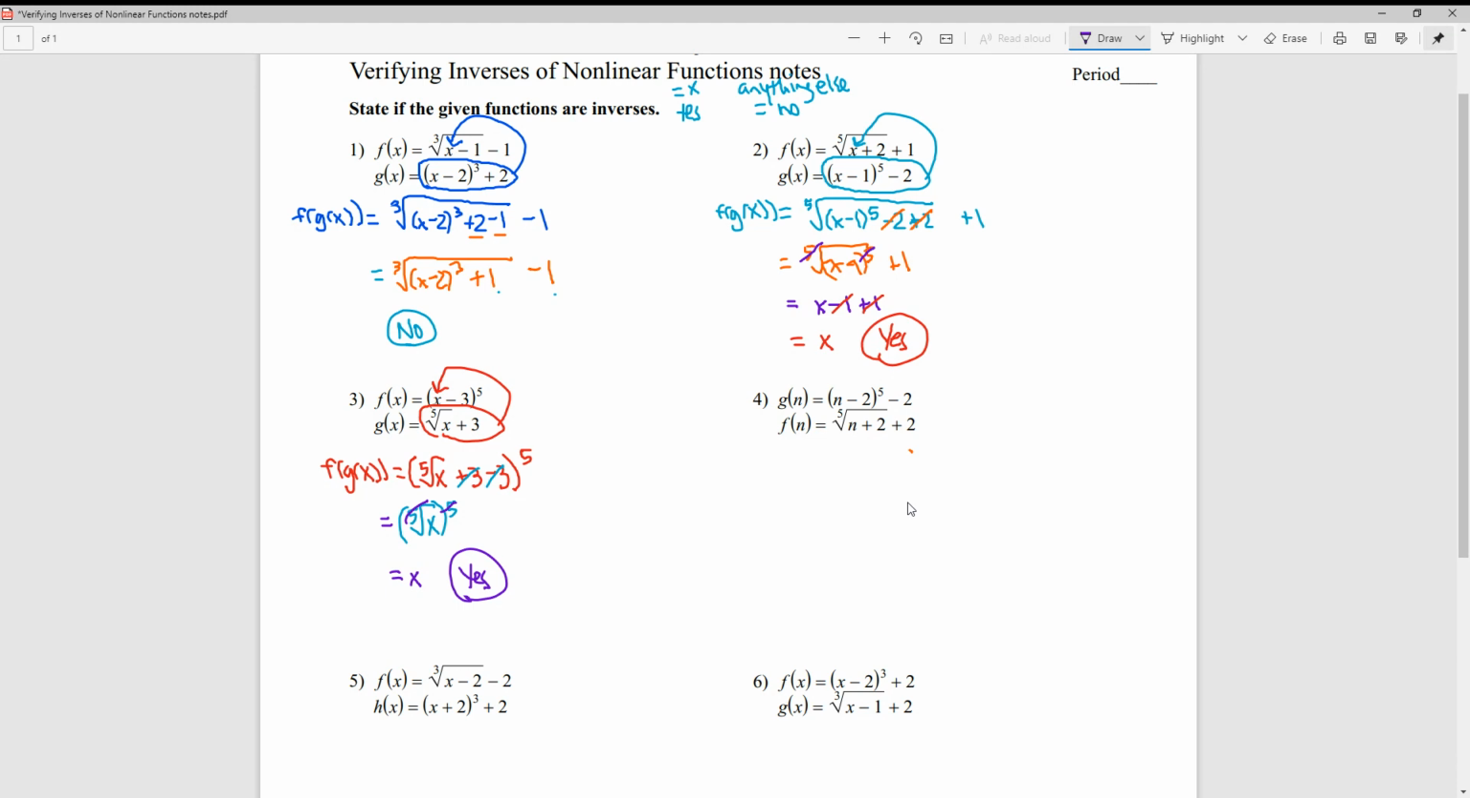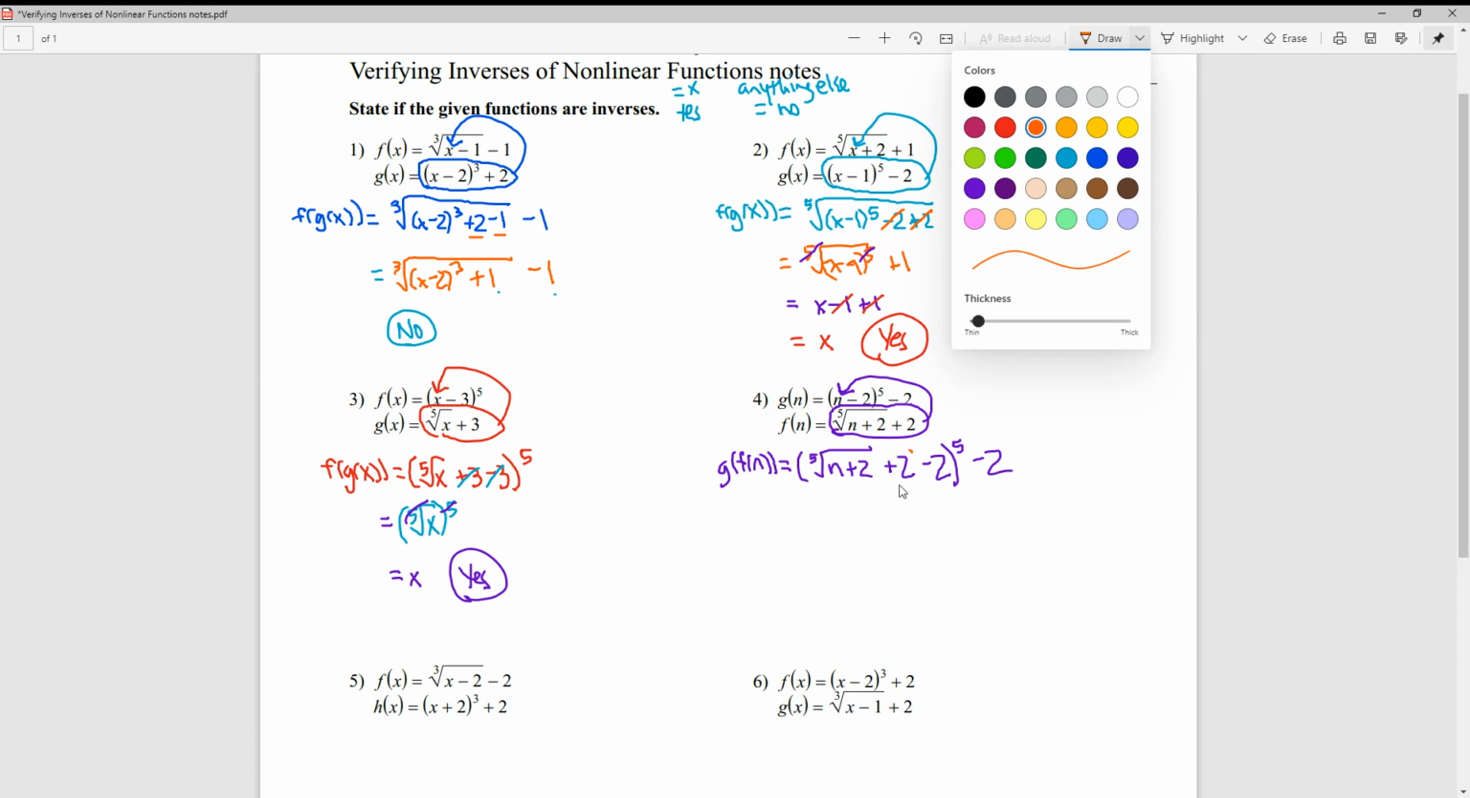The next one has n's instead of x's. It's not a big deal. So what we're looking for number 4 is to see if we just get n at the end. It's the same concept, just with a different variable. So I'm going to plug the f function into the g function. So all of this goes right here. So parentheses, the g function stuff. And then inside my parentheses, I have a minus 2 still, then a fifth power, then a minus 2 on the end.